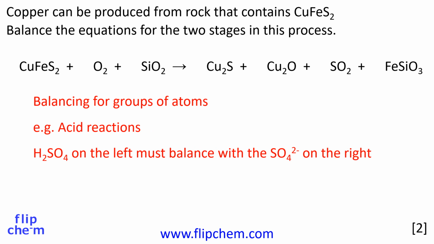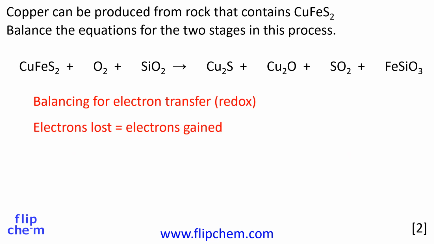The next stage in your development might be to balance for groups of atoms. Think about acid reactions. The sulfuric acid on the left has to balance with the sulfate ions on the right. Next, if you spot that a reaction is a redox, you might be able to balance for electron transfer. The total number of electrons lost by one species must be equal to the electrons gained by another.